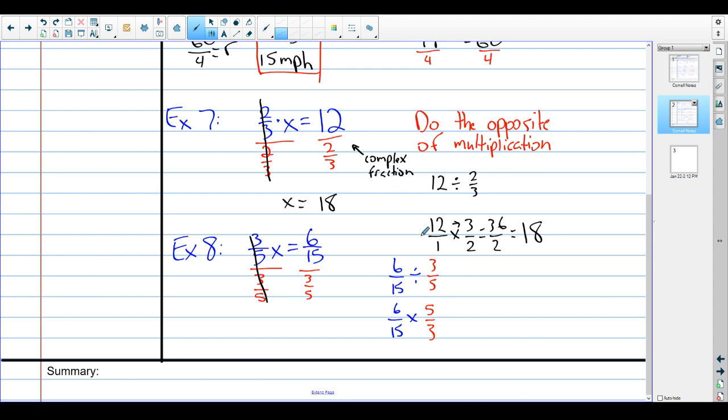And then we multiply straight across. So 6 times 5 is 30. 15 times 3 is 45. And then we just simplify this, so I can divide top and bottom by 15. 2 over 3, the same fraction as before. So in this case, x, our final answer, is 2/3.